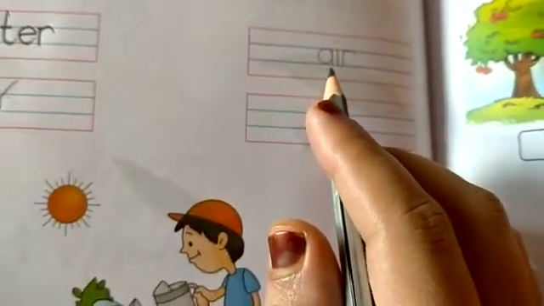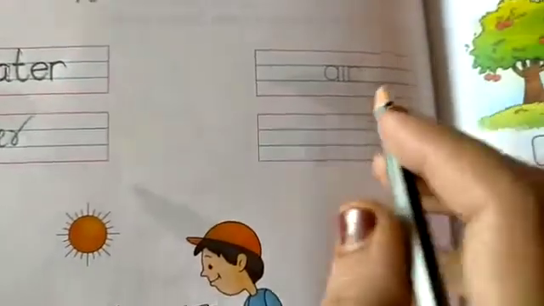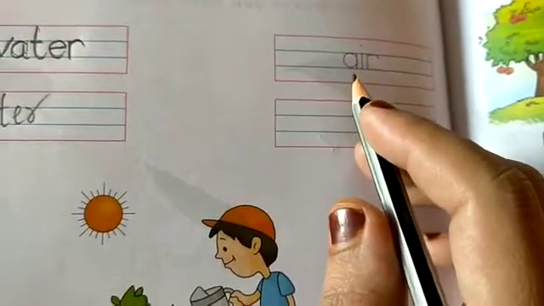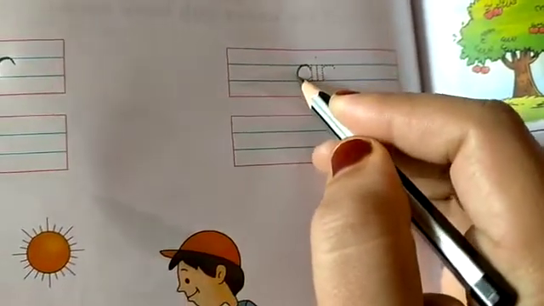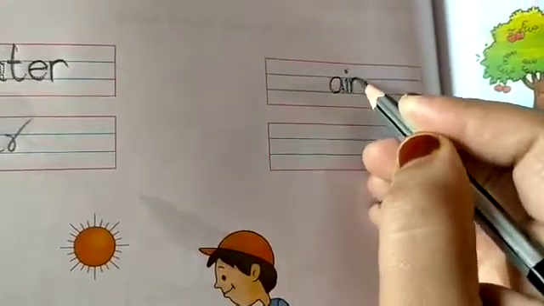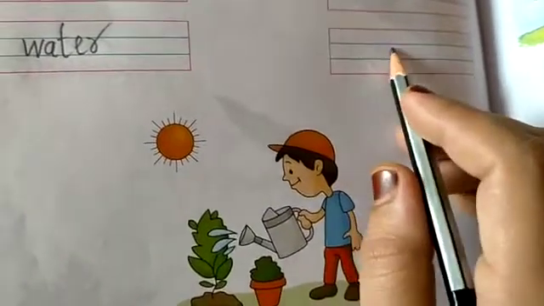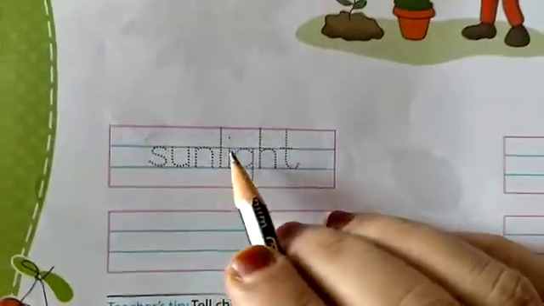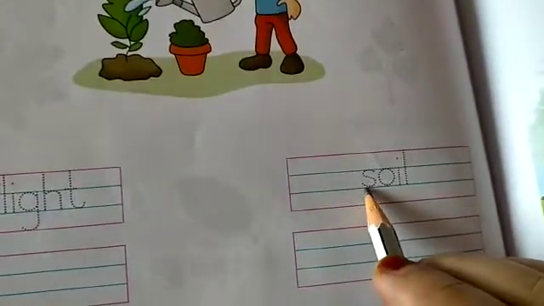Plants need also air. Air gives carbon dioxide and sunlight. With the help of carbon dioxide, they prepare food for the plants. A, I, R, air. Write same as it is in this below column. A I R, air. Next one is sunlight. S-U-N-L-I-G-H-T, sunlight. Next one is soil.